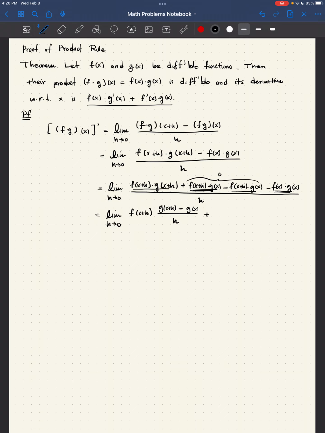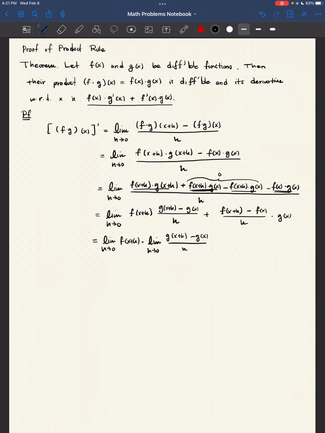So what is it that we have? We have f of x plus h minus f of x over h times g of x. But now, properties of limits. Limits behave well under addition and multiplication. So I'm going to break this into the following: the limit as h goes to 0 of f of x plus h times the limit as h goes to 0 of g of x plus h minus g of x over h.